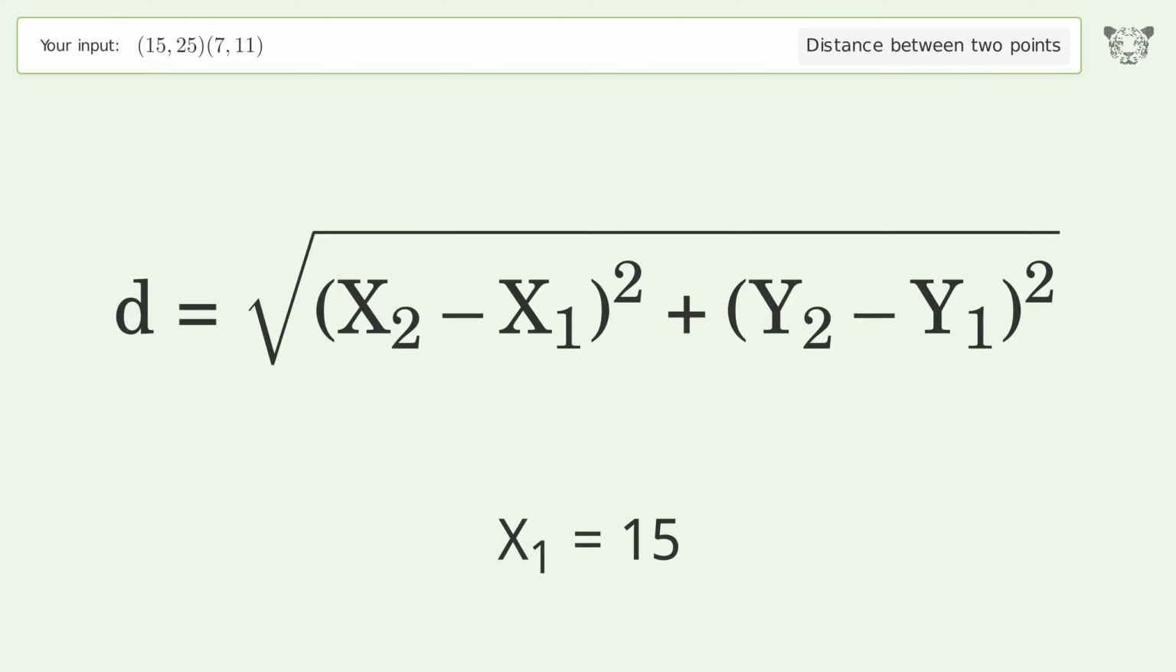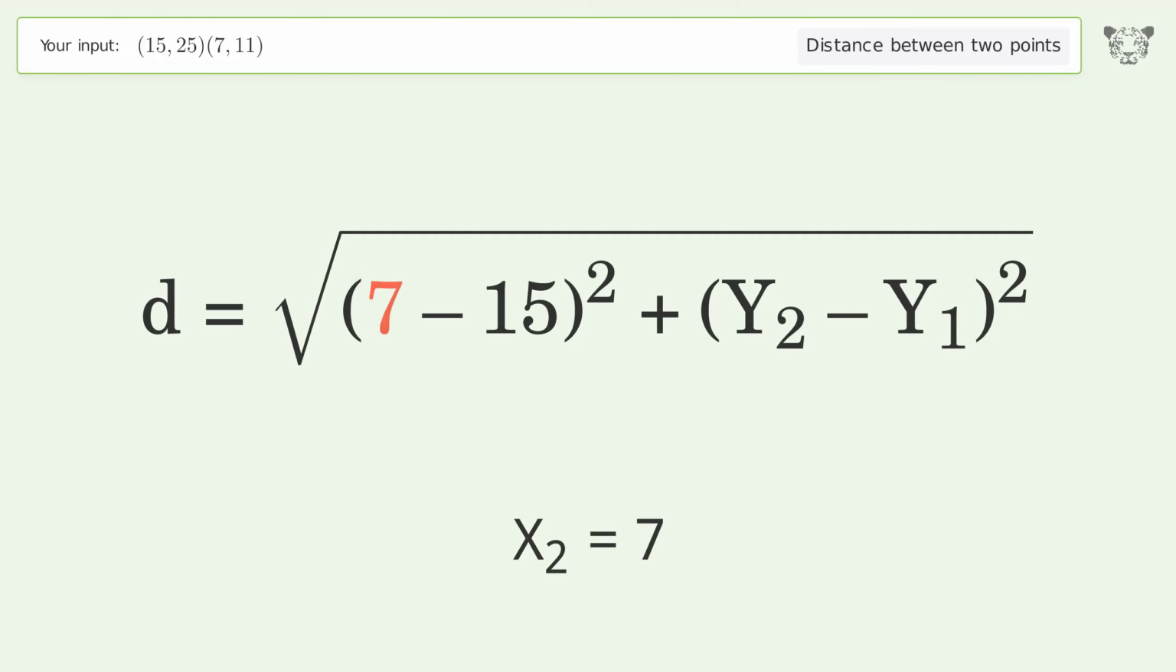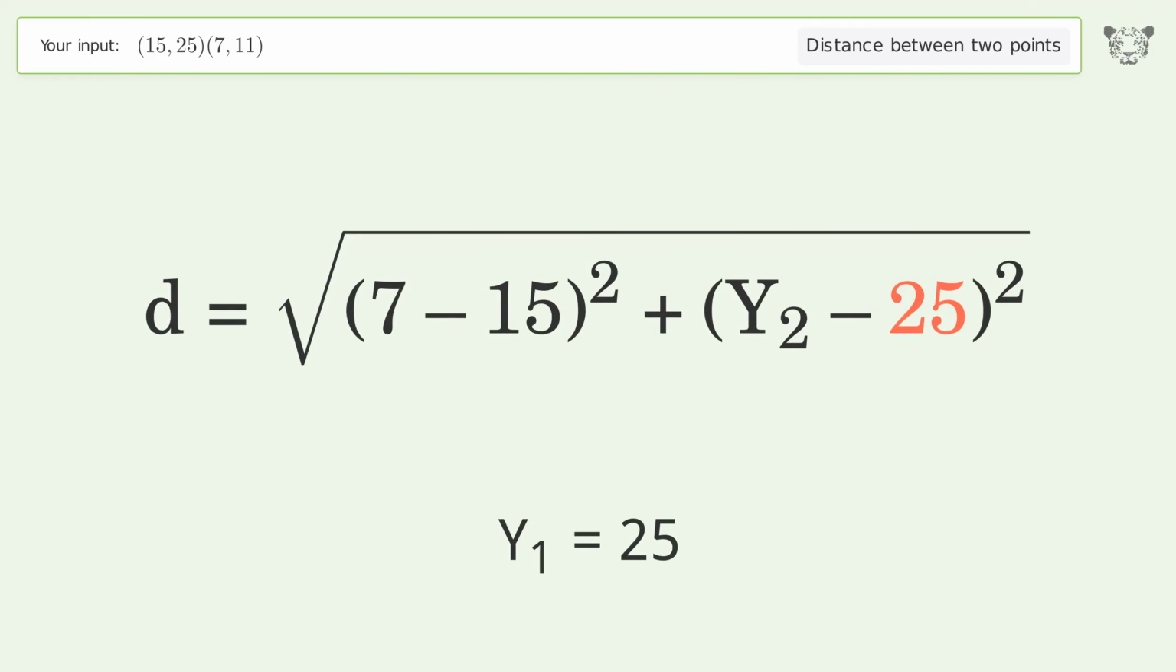x1 equals 15. x2 equals 7. y1 equals 25. y2 equals 11.